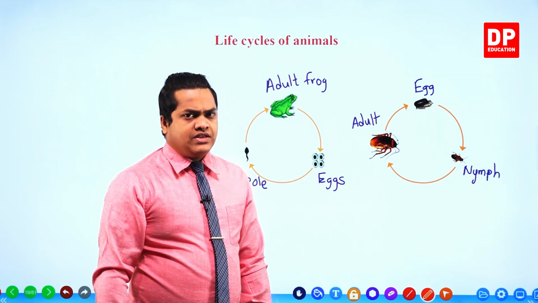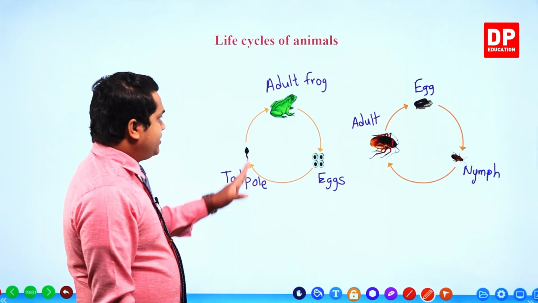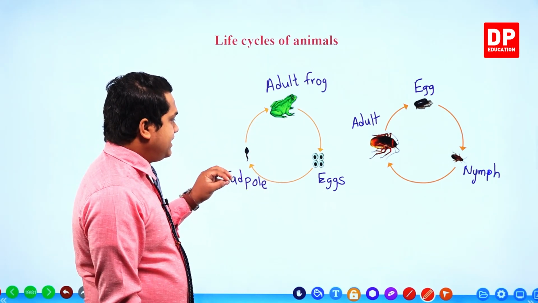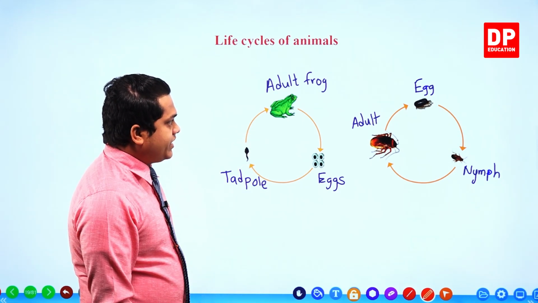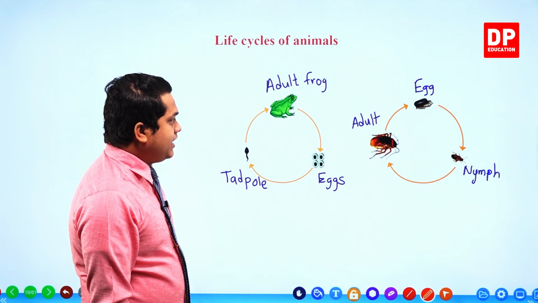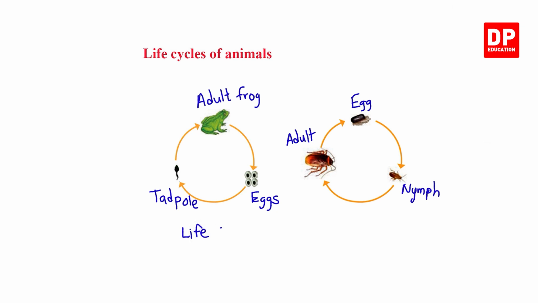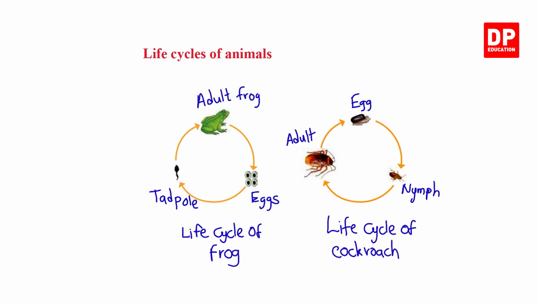We already discussed these things, right? So my dear children, in the frog we can observe three main stages: adult frog, eggs, and tadpole. Then in the cockroach we can observe egg, nymph, and the adult. So this is about the frog, the life cycle of the frog. Then this is the life cycle of the cockroach.